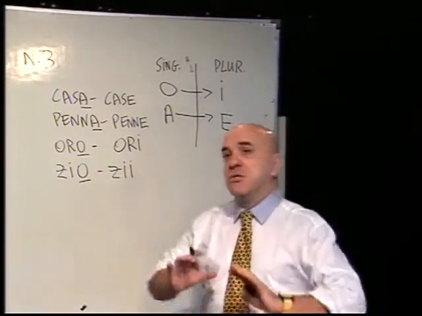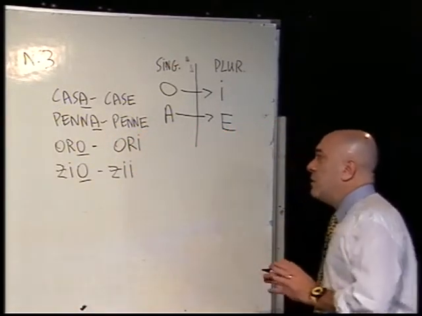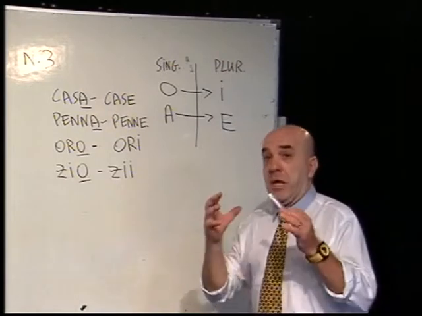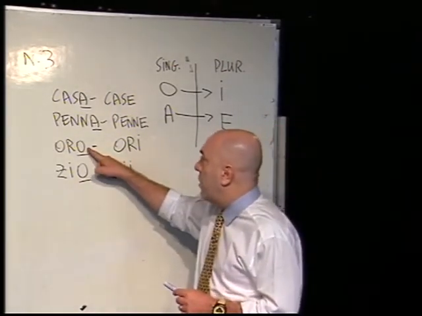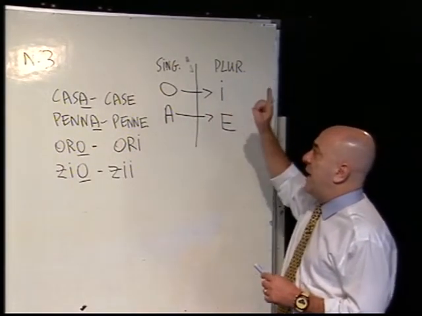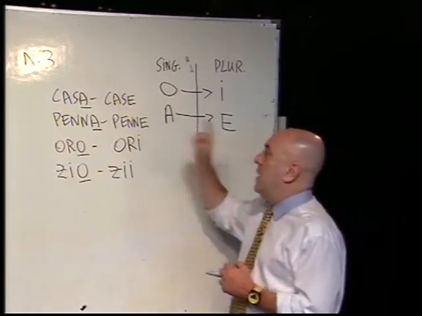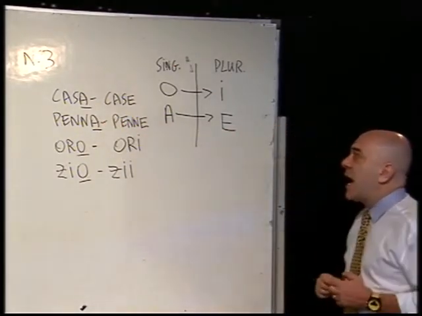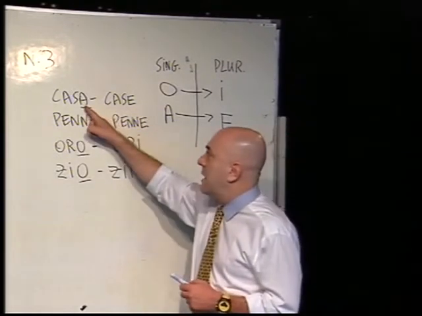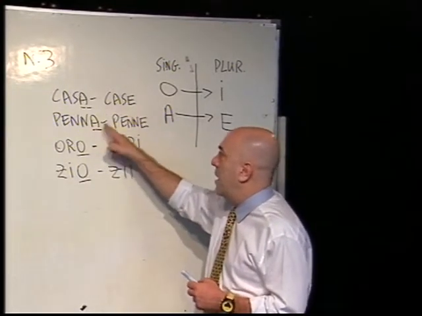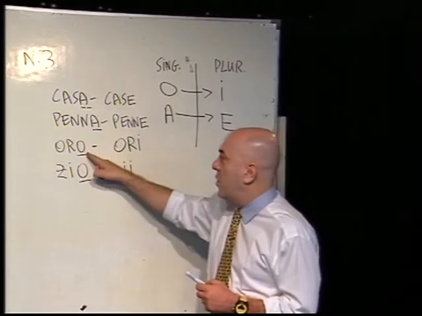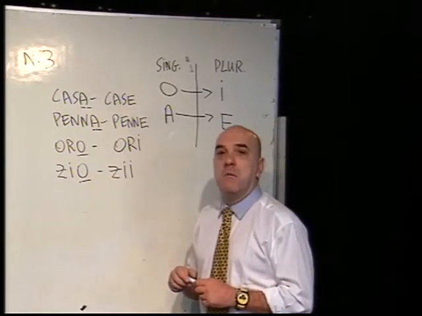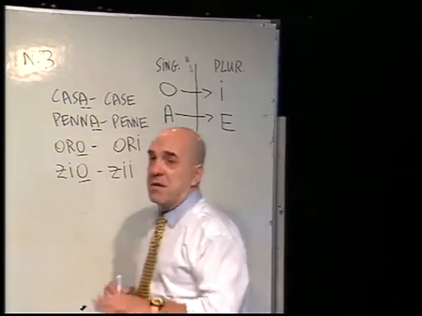So, in order to change a word from singular to plural, you always must change the last letter. If the letter is O, because the word is masculine, the letter O becomes E. If you are using a feminine word and the last letter is A, singular, you have to replace the letter A with the letter E. Casa, case, feminine; penna, penne, feminine also; oro, ori, masculine word; zio, zii, masculine as well.